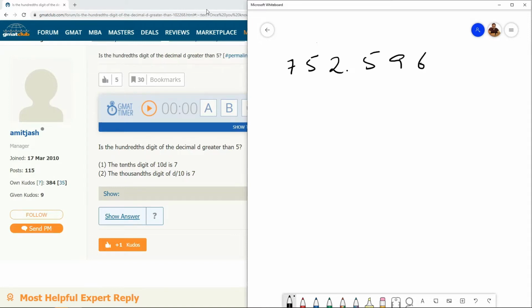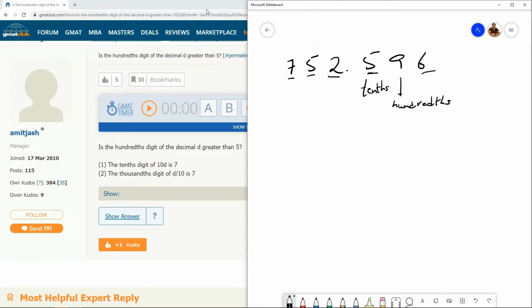752.596. In this number, 2 is the ones place, 5 is the tens place, 7 is the hundreds place. The 5 after the decimal is the tenths place. Why tenths place? Because how do I get this 5? 5 times 1/10 equals 0.5. That's where it comes from, right? So in the decimals, 5 is the tenths place, 9 is the hundredths place, and then 6 is the thousandths place.